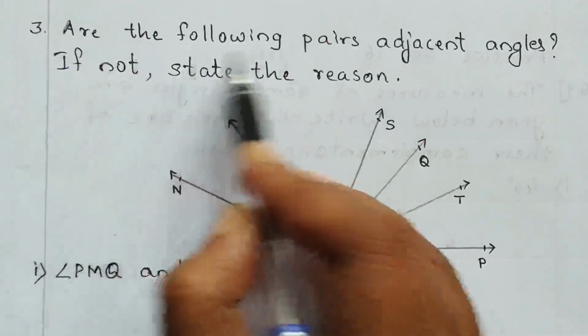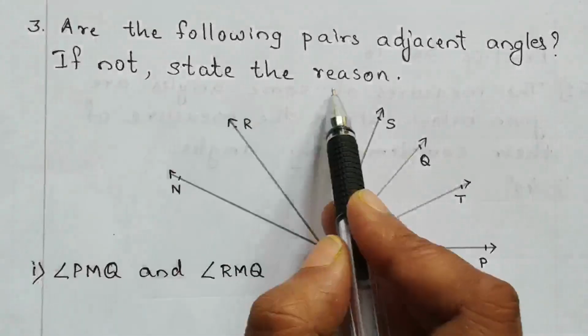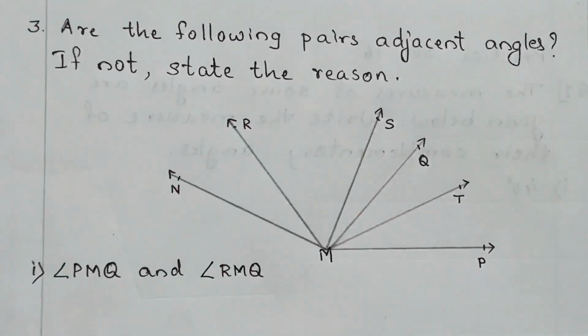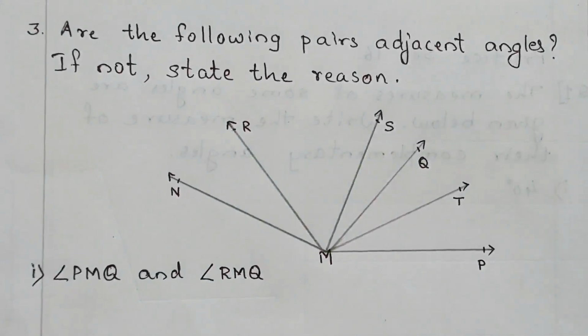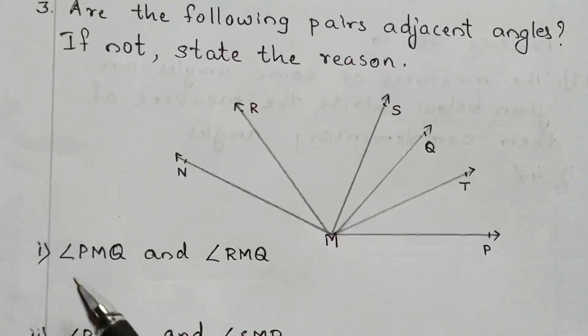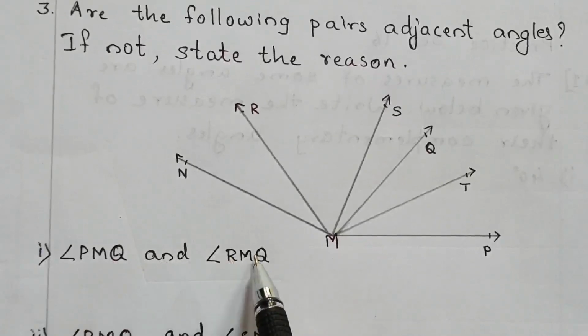Question number 3. Are the following pairs adjacent angles? If not, state the reason. Now they have given you 4 questions giving some pairs of angles. You have to say whether they are adjacent angles, and if they are not, you have to say the reason for that. The first pair is angle PMQ and RMQ.